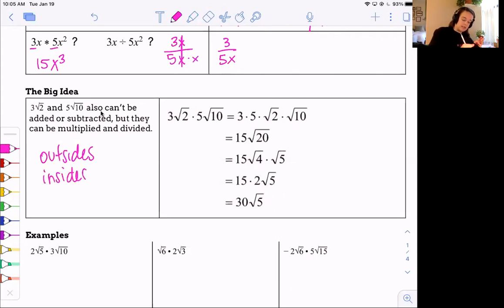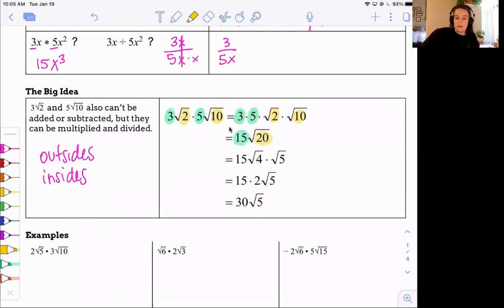So what I mean by outsides and outsides, we're going to take the coefficients and we're going to multiply them together. That's why you see 3 and 5 on the outside here. Right? And then we can do insides with insides. So radicands with radicands. So the radical 2 and the radical 10, we can multiply those together here. So that means that we have 3 times 5 would be 15. Those are our outsides coming together. And we have 2 times 10 is our 20. Those are our radicands coming together.